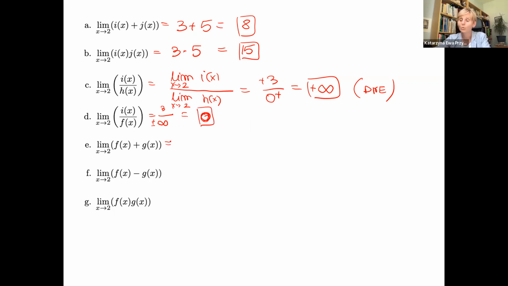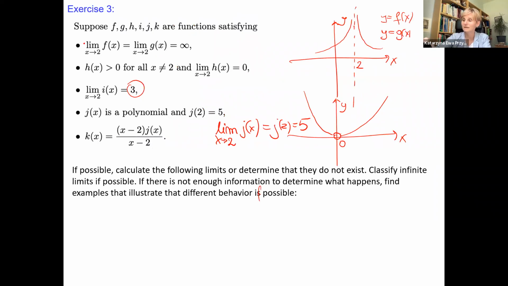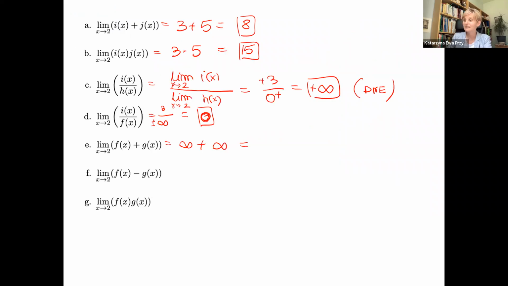Okay, now we have addition. The limit of f of x as x goes to 2 is infinity. I will use that symbol. And g of x is also infinity. We can see f of x and g of x go up, big numbers. Now, a big number plus another big number is an even bigger number. That's fine. This still does not exist as a finite number, but we were asked to put the infinity.